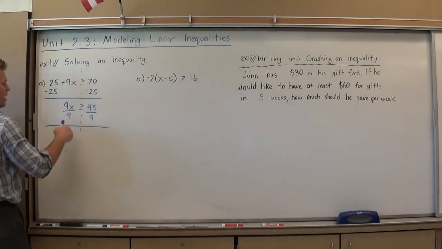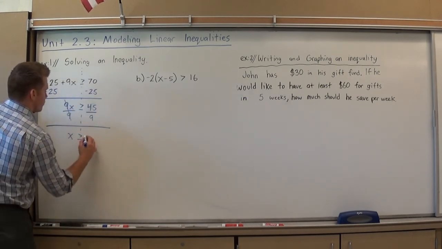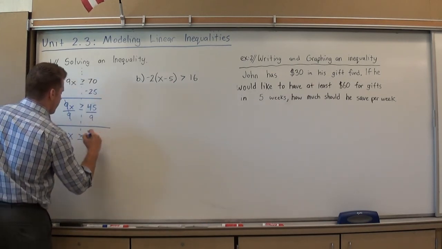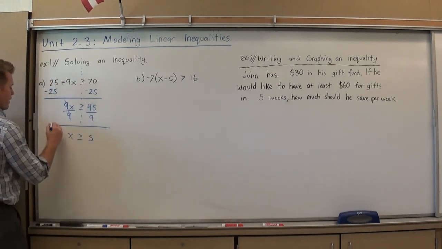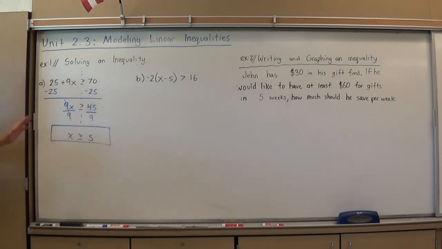Bring it down. 9s cross out. Bring down my inequality sign. x is greater than or equal to 45 divided by 9, which is 5. And that gives me my final answer for the simplified inequality. I've isolated it. My answer for x is all numbers greater than or equal to 5, which means 5 should work, 6 should work, 7, 7.5, anything beyond that.